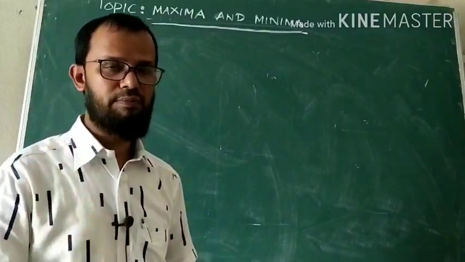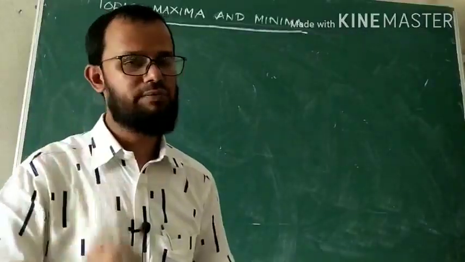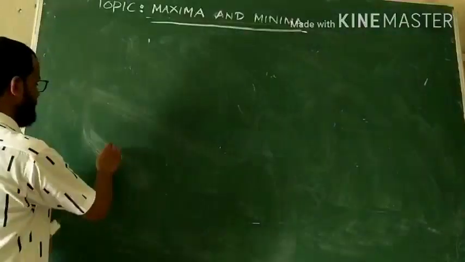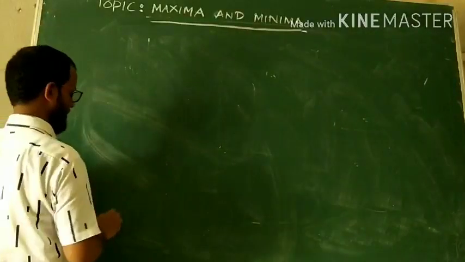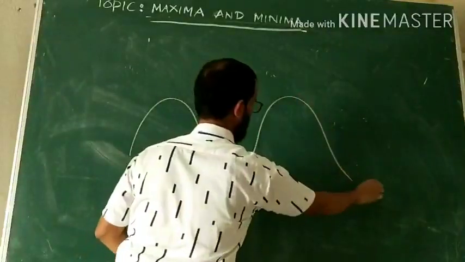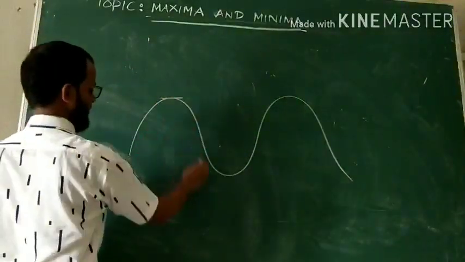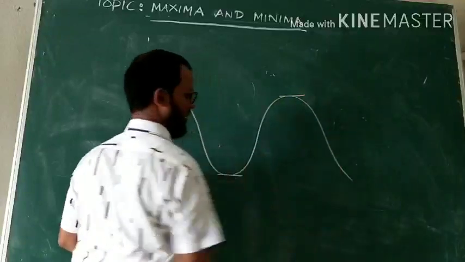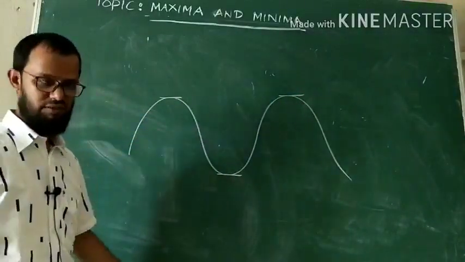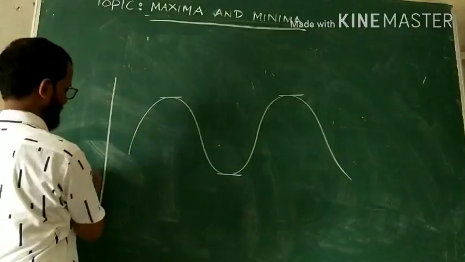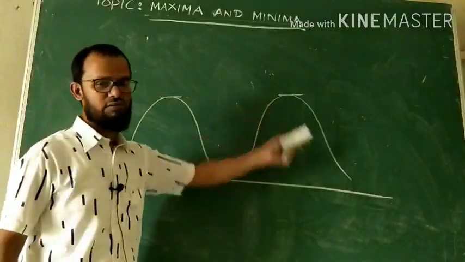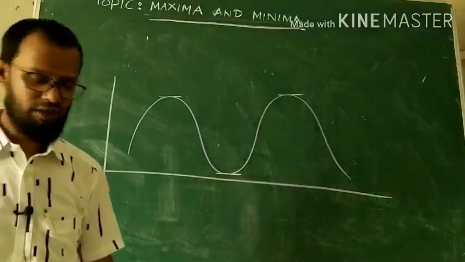Otherwise, the other points where we get maxima and minima are called critical points, or sometimes stationary points. Why stationary? Because if you see a mountain, there are so many peaks and valleys of the mountain. These are the stationary points, where you are getting either a maximum or minimum value. If you draw the graph, this is the graph of the function.